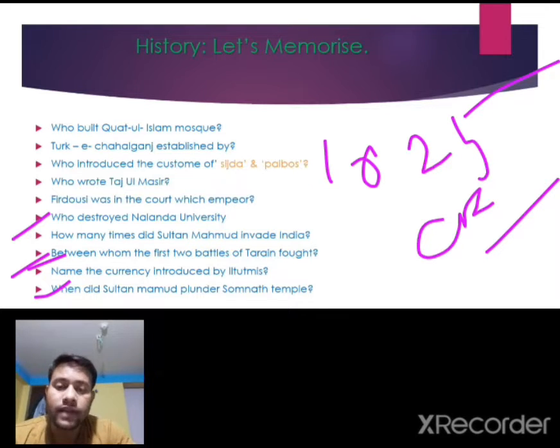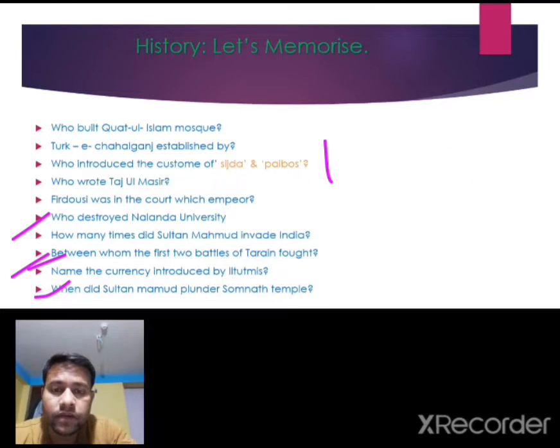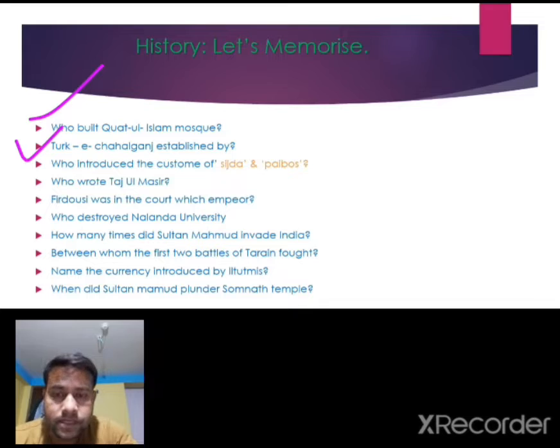So guys, once again we are just revising it, one by one, just be with me. Number one: who built the Quwatul Islam mosque? The answer is Qutubuddin Aibak. Next question: Turk-e-Chahalgani was established by Iltutmish, and who introduced the custom of Sijda and Paibos? This is definitely Balban. And who wrote Taj ul Masir? Taj ul Masir was written by Hasan Nizami.